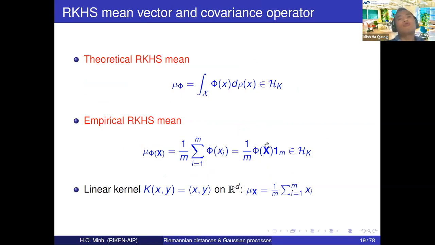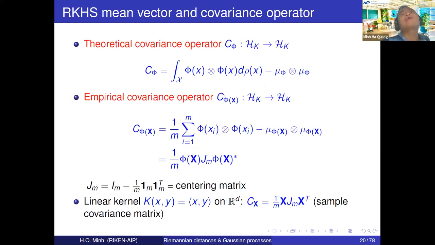Now, if we have the linear kernel, for example, on a Euclidean space, then this mean is just equal to the mean of the xi. Instead of the summation of the xi, we just map xi to phi(xi). And this one will also be just the expected value of X. And similarly, we can also define the covariance operator on the RKHS, which maps from H_K to H_K.